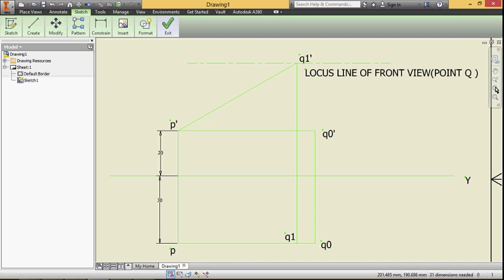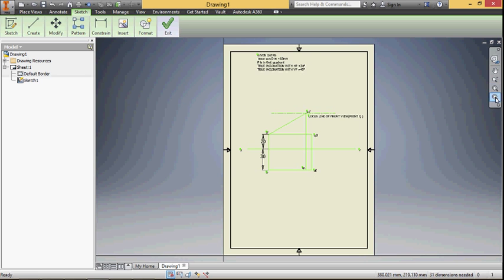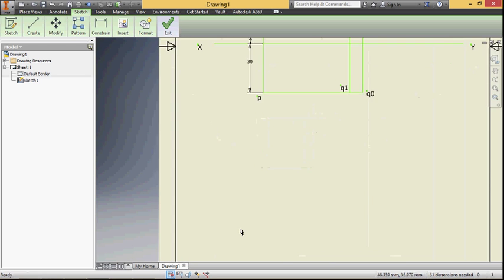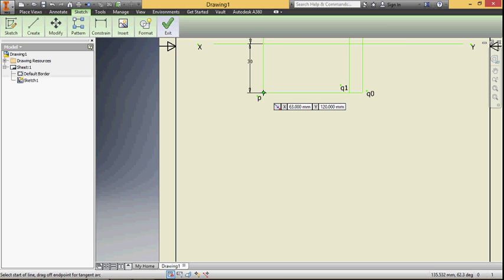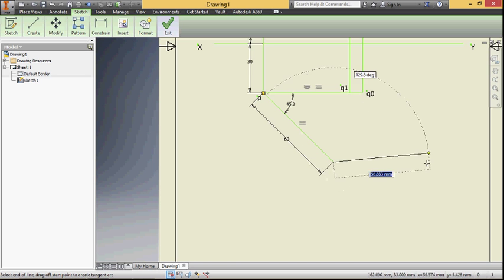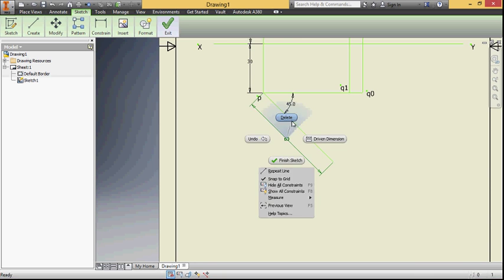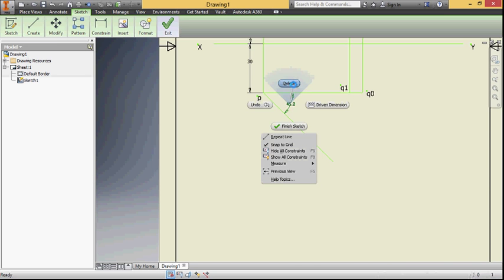Then the next data is true inclination with VP is 45 degree. So from point P, draw a line. The length is true length 60 millimeter and the angle is 45 degree. So this is the true length and that makes an angle of 45 degree.